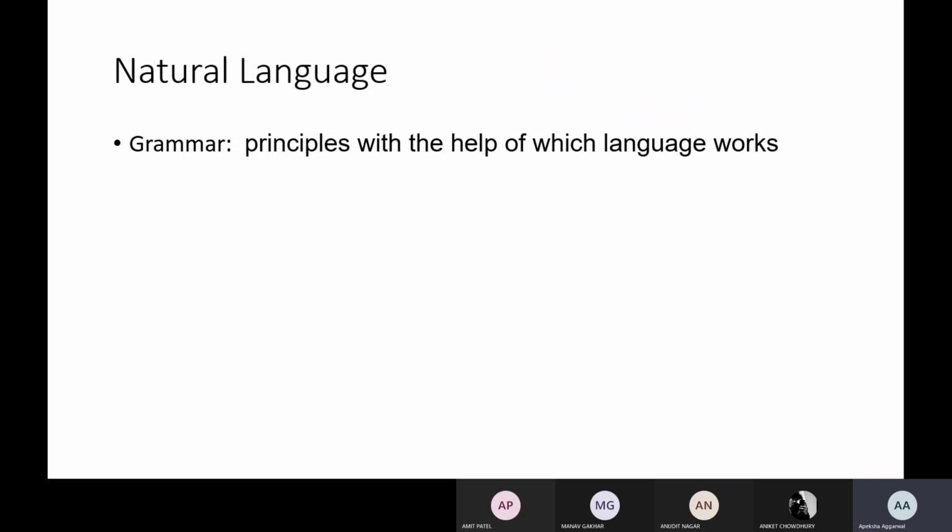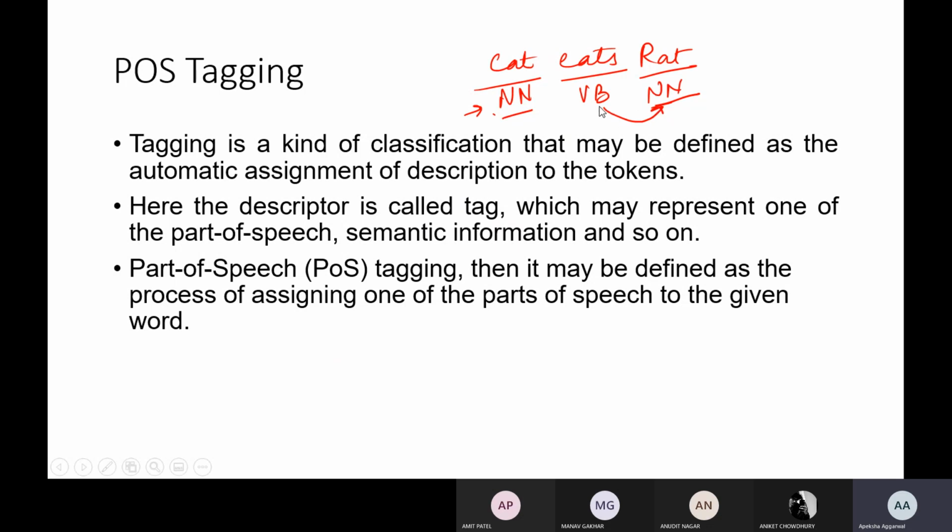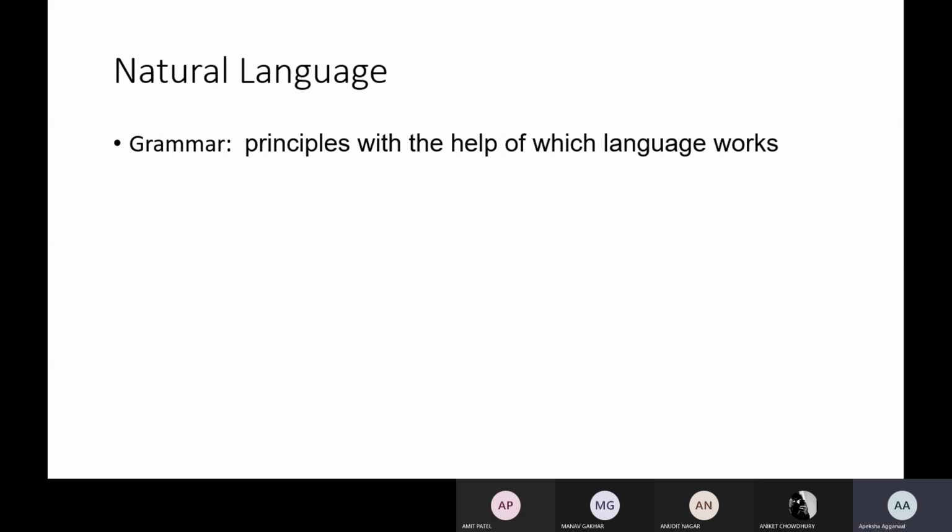Now, before studying this, we need to understand natural language, and natural language consists of a set of rules and regulations, which we can call grammar. In this example itself, we have a noun after a verb. So it is a rule. We have a predefined set of rules for articles, for where we can use articles after which word. This is called grammar.